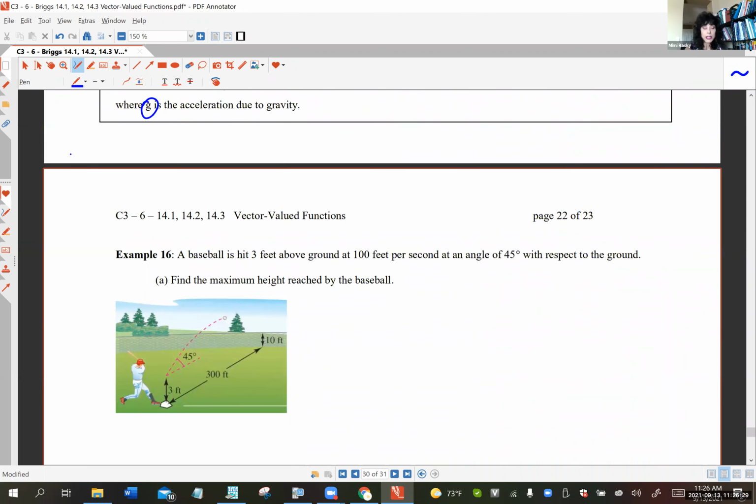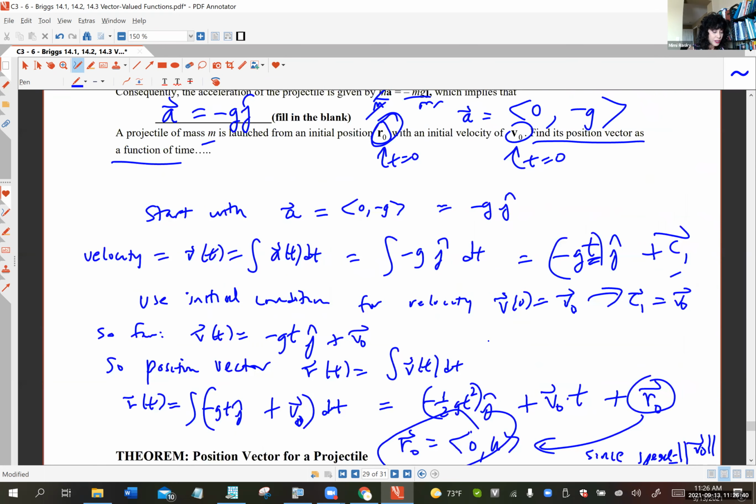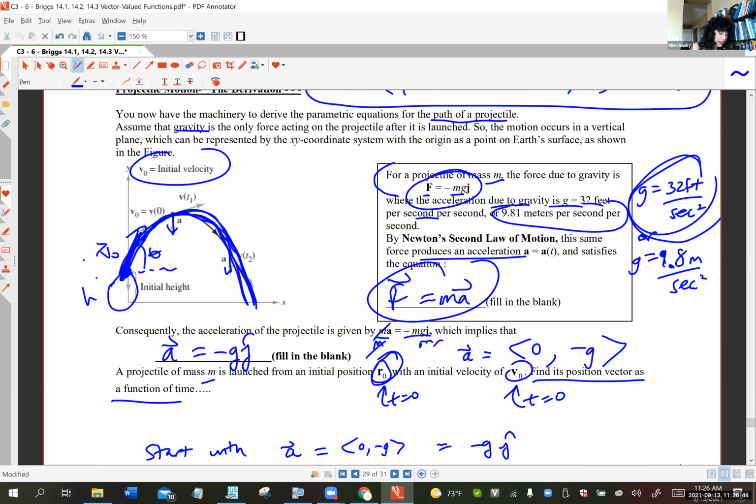Let's do one example and then we'll call it a day. Okay, so using this position vector for a projectile and knowing that when you graph this, it's always going to have this look to it. Every time you graph it, it's going to be an upside down parabola, just like this. Okay, that's what it looks like every time.